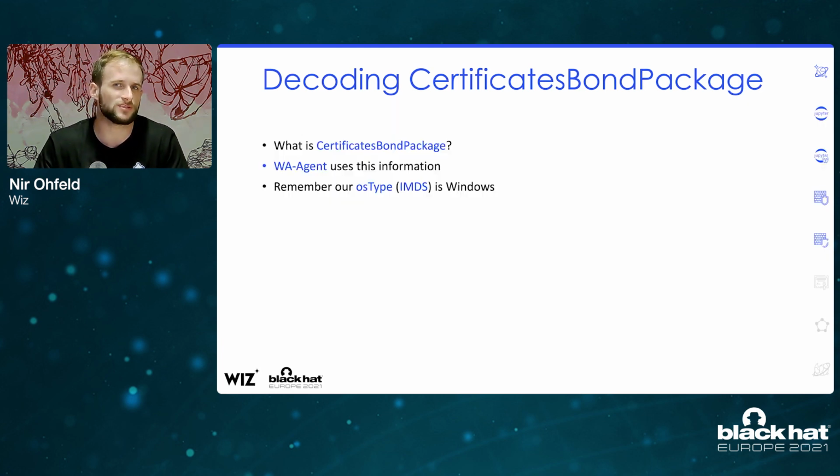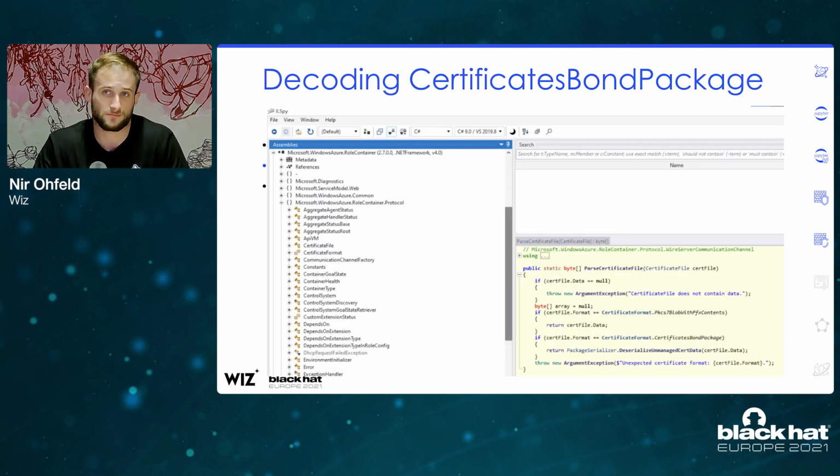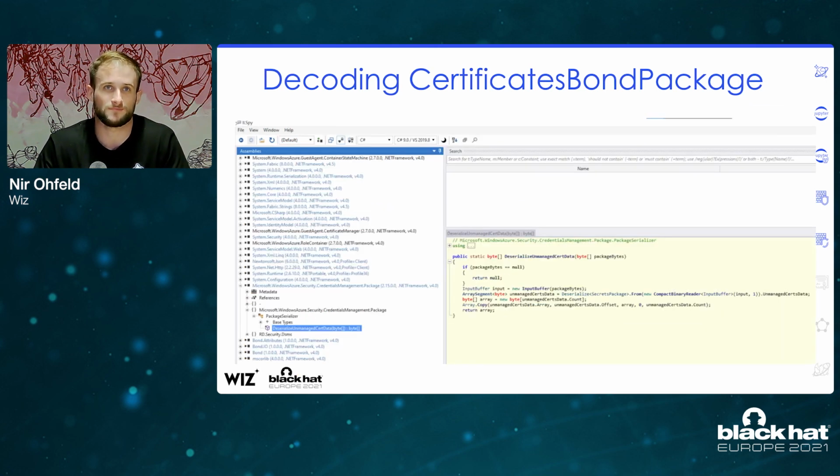Unlike the WA agent, the Windows Virtual Machine agent, also known as the Windows Azure Guest agent, is not open source. But fortunately, this agent is written in C#, meaning it can be decompiled to something that resembles source code fairly easily. This can be done using a variety of decompilers. We chose ILSpy. And finally, here's the first reference we've seen to the CertificatesBondPackage format, along with its handling code.